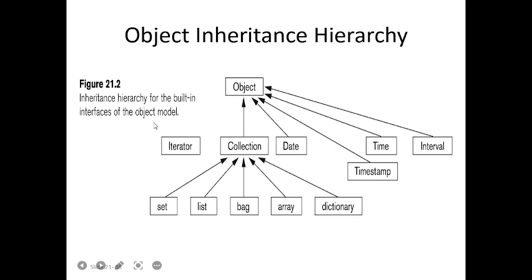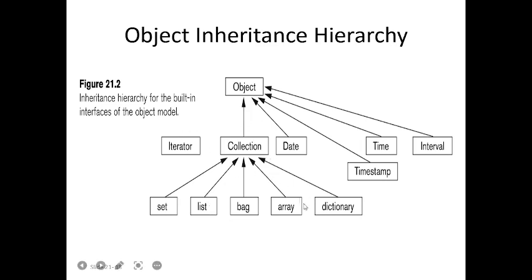So this is the inheritance hierarchy for this collection object inheritance. So we have object and iterator, collection, date, time, interval, and timestamp. These collection objects can further be divided as set, list, bag, array, etc. And for example, the array type generator, array also inherits the collection operations and is similar to list.